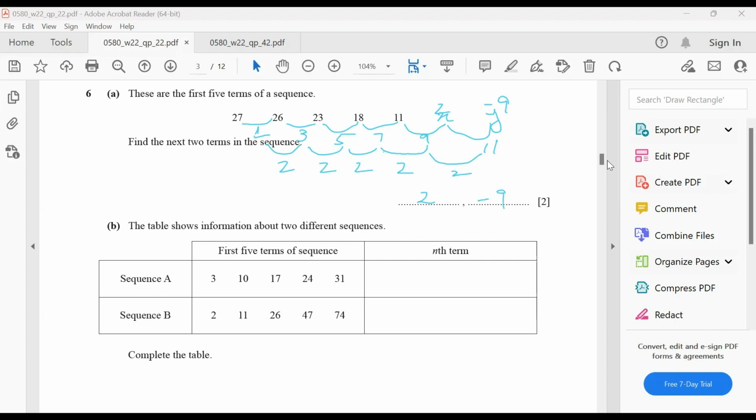Okay. Now the next question, I'd say the sequences are just a little different, so we'll work on that. So let's look at sequence A. It looks like a simple arithmetic sequence because it adds 7 every time, as you can see. So yeah, let me just clear my drawings.